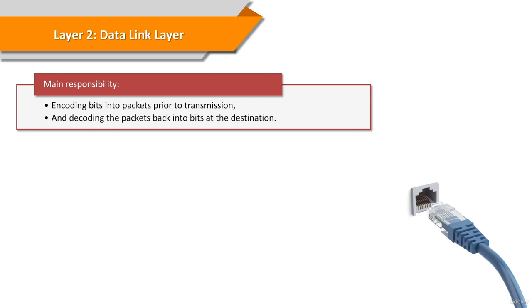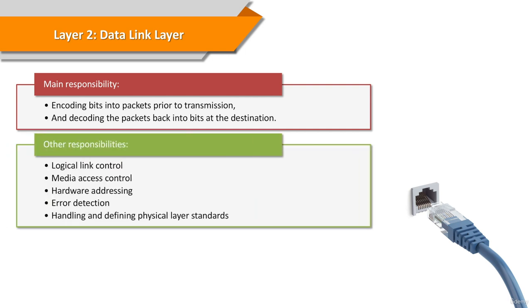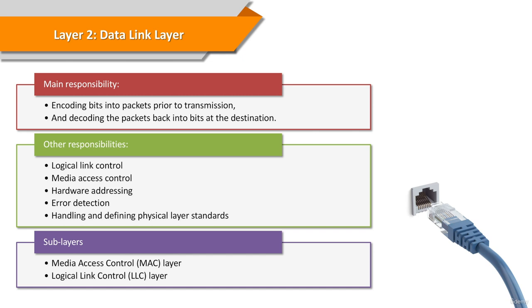So the data link layer is also responsible for logical link control, media access control, hardware addressing, error detection, and handling and defining physical layer standards. It provides reliable data transfer by transmitting packets with the necessary synchronization, error control, and flow control. The data link layer is divided into two sublayers.